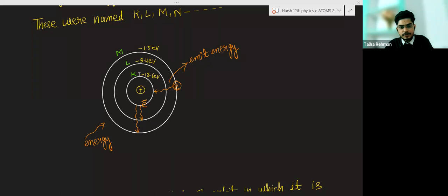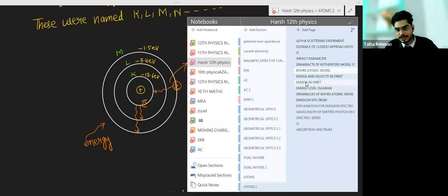So if electron is revolving in this, so electron will have the fixed energy. So if electron is revolving in this orbit, means the electron's energy is fixed. So for first orbit minus 13.6, second orbit minus 3.4, third orbit minus 1.5.